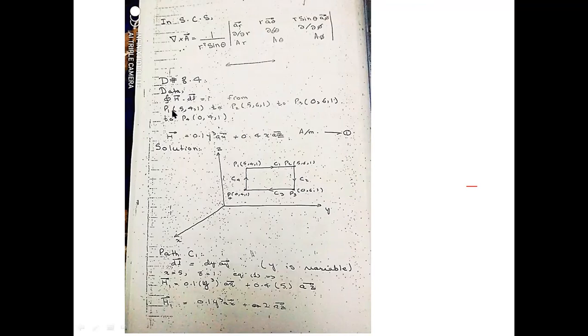So the corners of this rectangle are located at P1 (5, 4, 1), P2 (5, 6, 1), P3 (0, 6, 1), and P4 (0, 4, 1). Okay, so this is path C1, C2, C3, and C4. So let's start with the path C1.